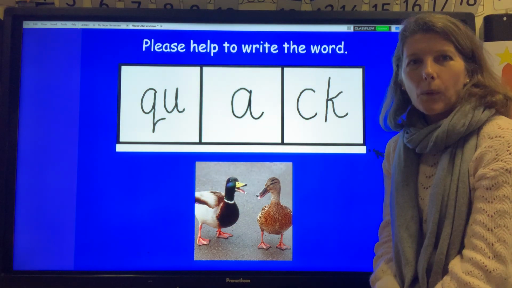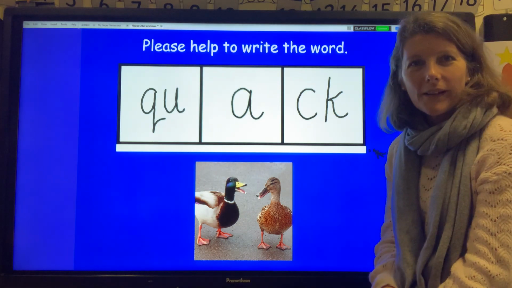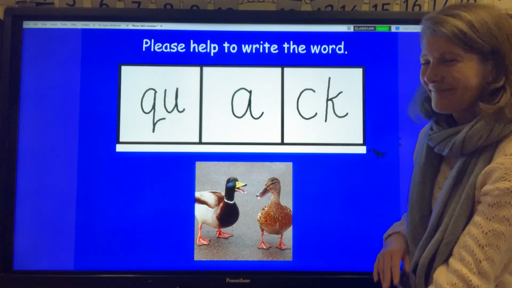Quack, quack, quack. I wonder what they're saying to each other. Do you want to go for a swim?